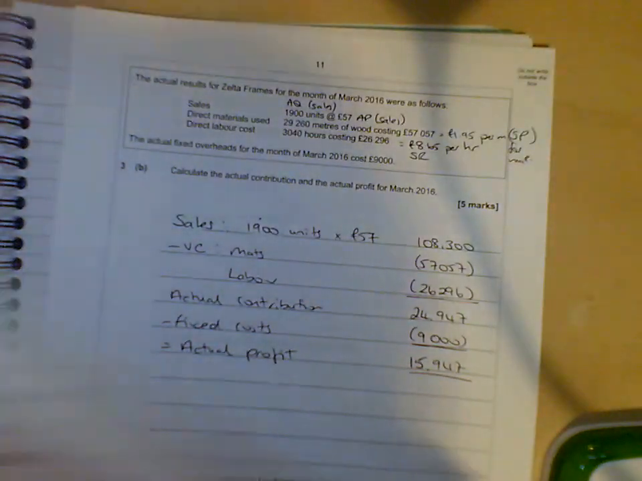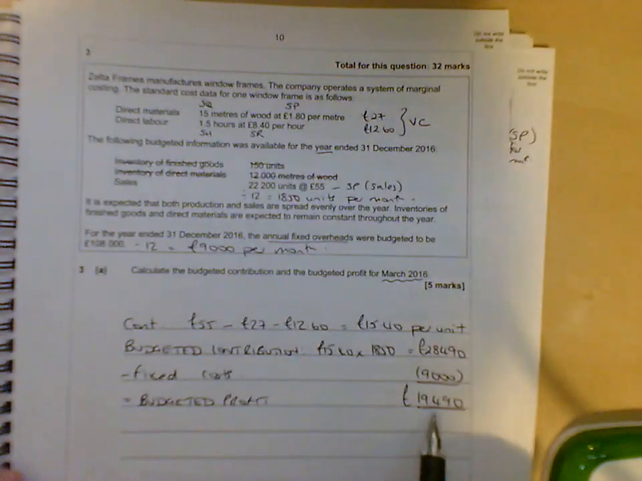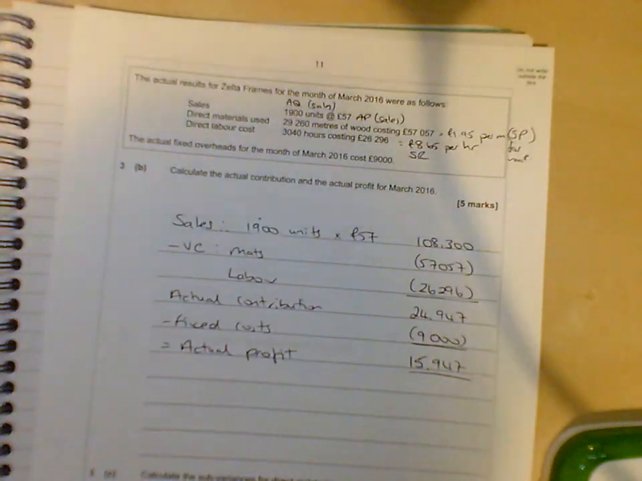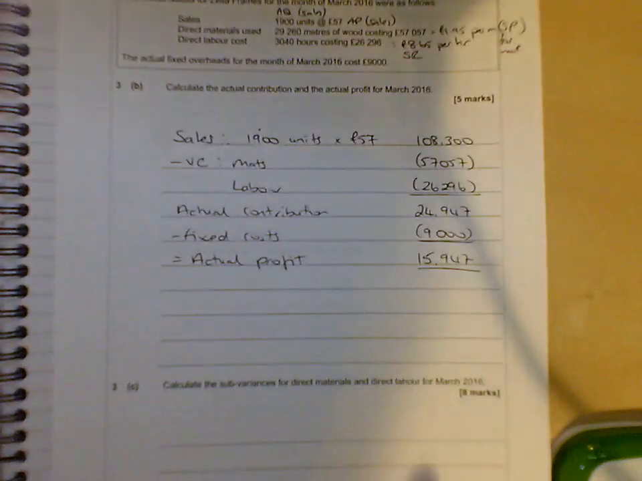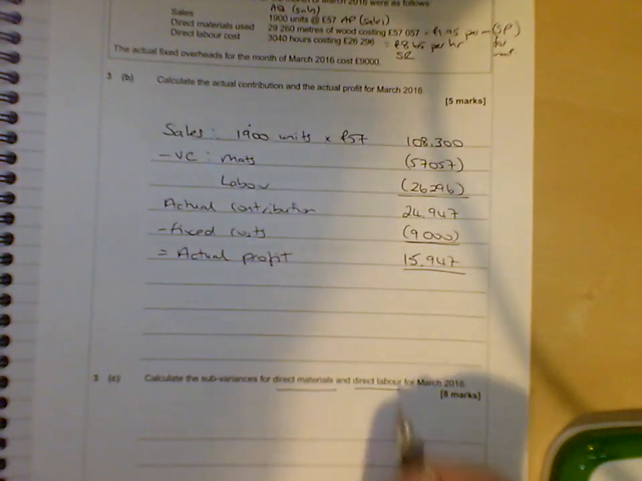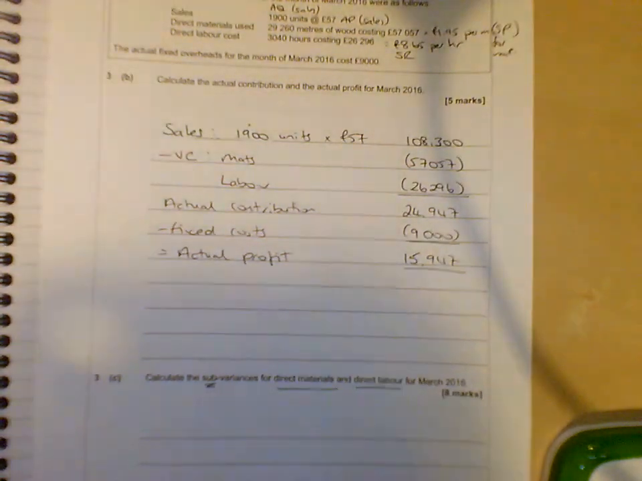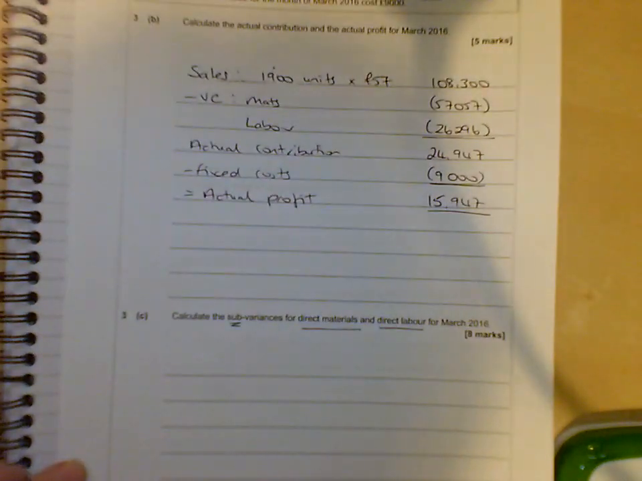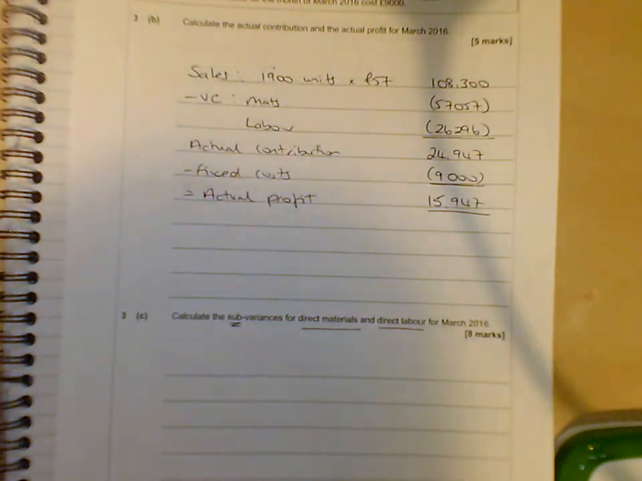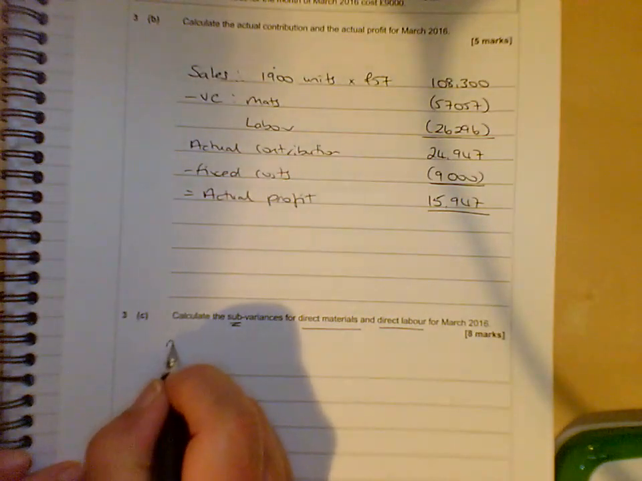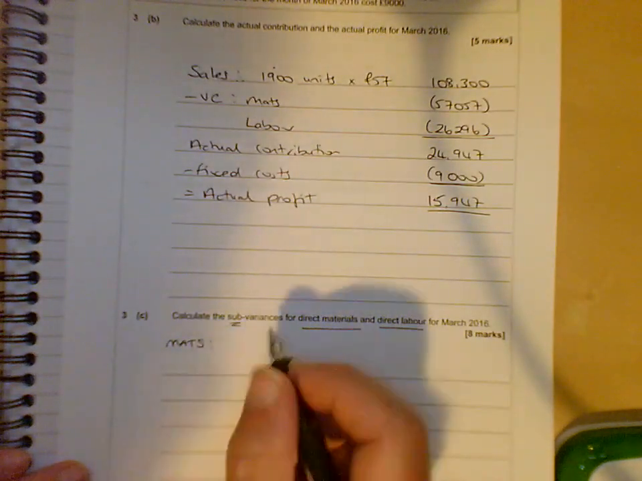Okay, so if you remember, we had budgeted profits. I've lost my bit of paper. Budgeted profit over there, 19,490. Actual profit for the year, 15,947. Okay, so now what they're asking us to do is calculate the subvariances for direct materials and direct labour. So remember, the subvariances for materials, it's price and usage, and for direct labour, it's the labour rate variance and the labour efficiency. Okay, so if we're thinking about materials, let's think about what we actually need.